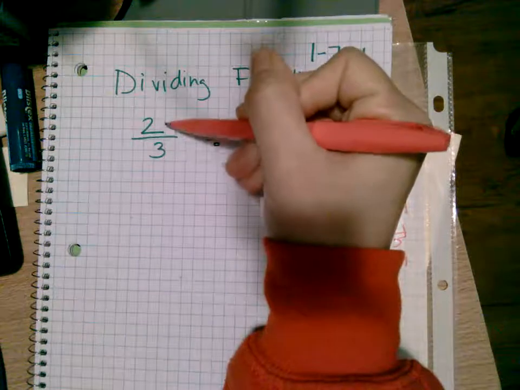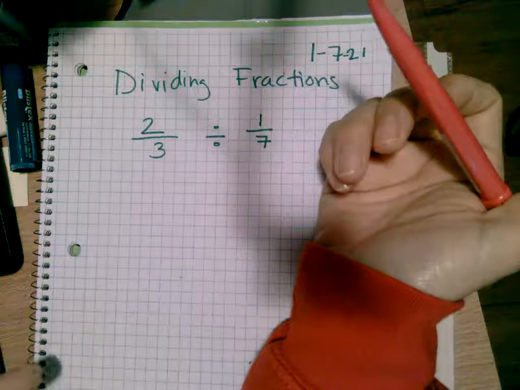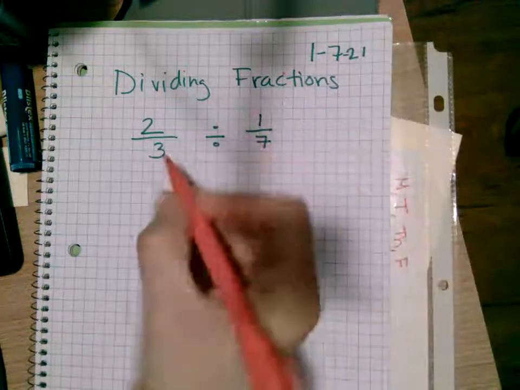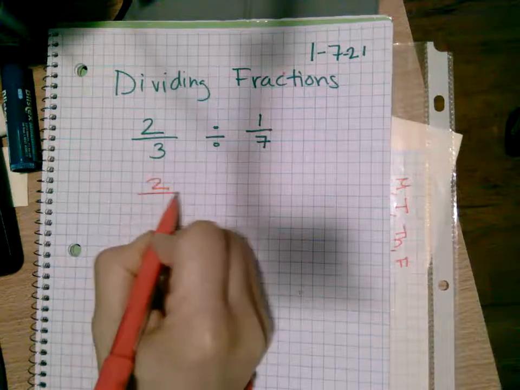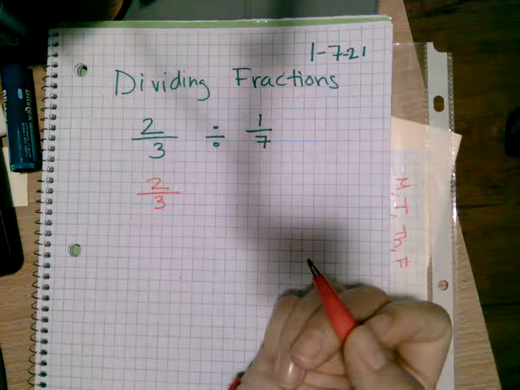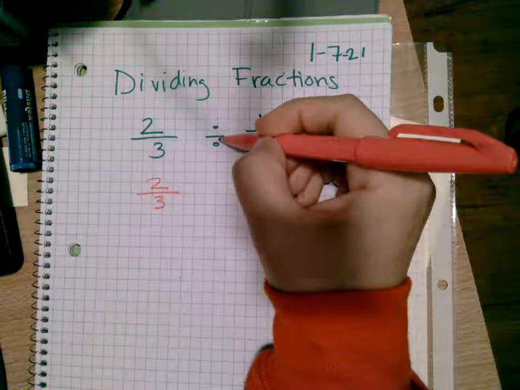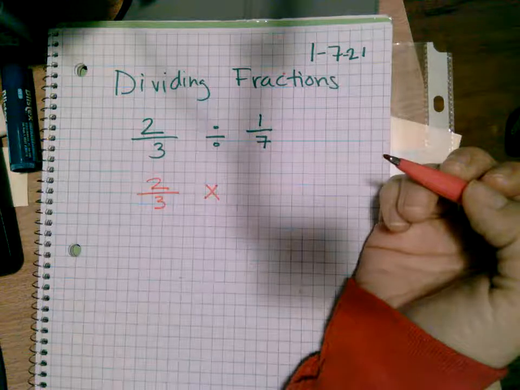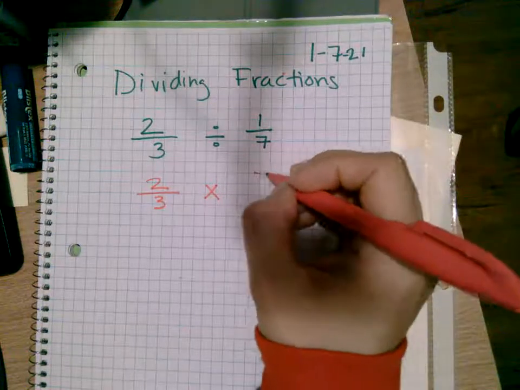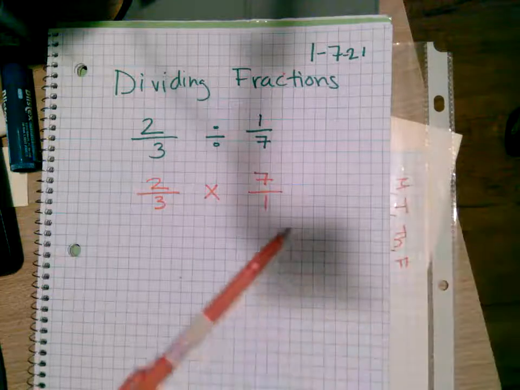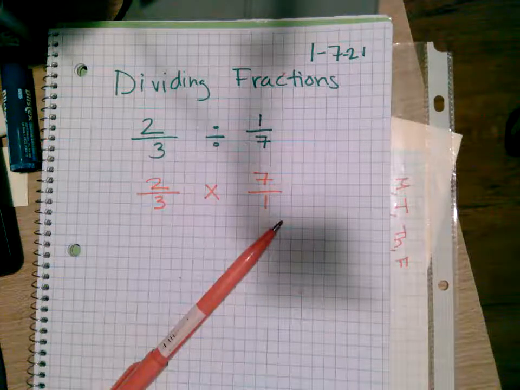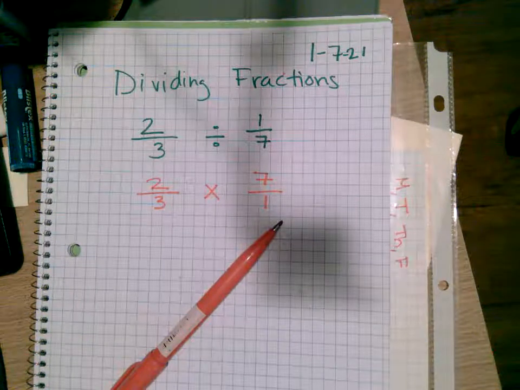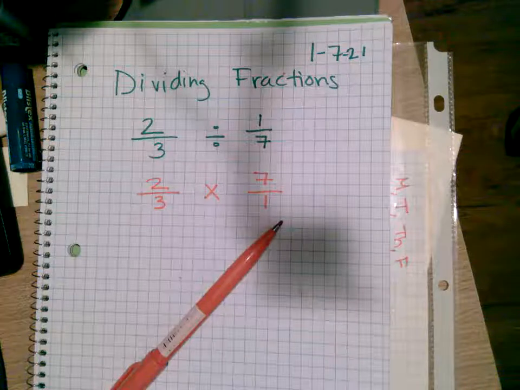The first fraction, actually, you don't divide fractions. We actually multiply fractions. So the first fraction stays exactly the same, 2/3. Division, no bueno. We actually multiply. And then this one, we flip it. So it's called multiplying by the reciprocal.